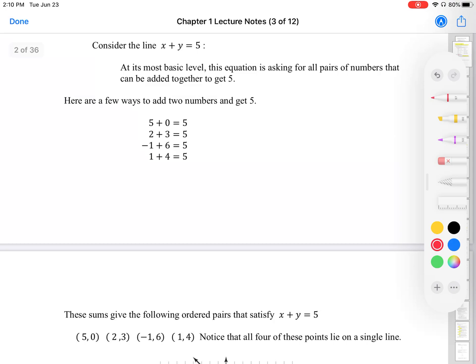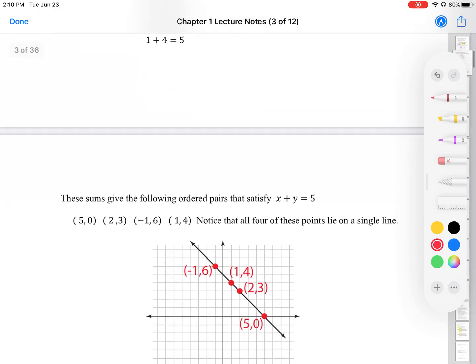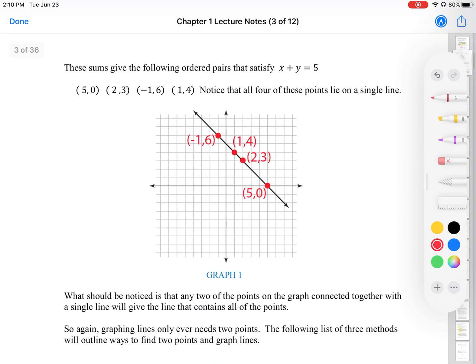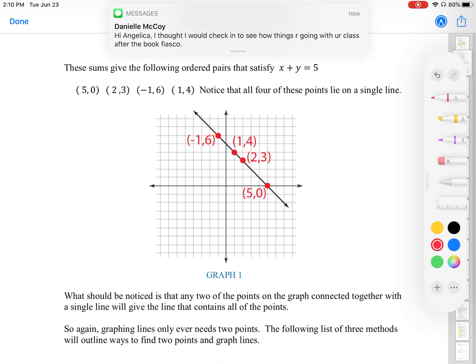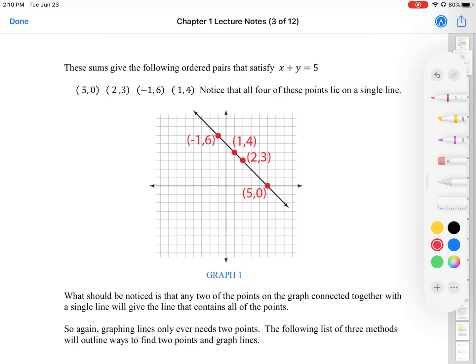Consider the line x plus y equals 5. At the most basic level, this equation is asking for all pairs of numbers that can be added together to get 5. And here we have these ordered pairs that satisfy the equation. We see these ordered pairs, and we plot them on a Cartesian plane to create a line.